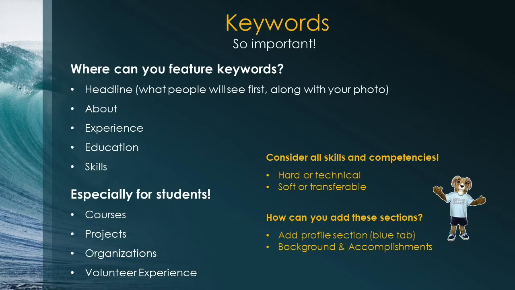How can you add these sections if you don't see them all within your profile? Click on the blue tab at the top that says Add Profile section, and then click on either the Background or Accomplishments section for the drop-down to select them.